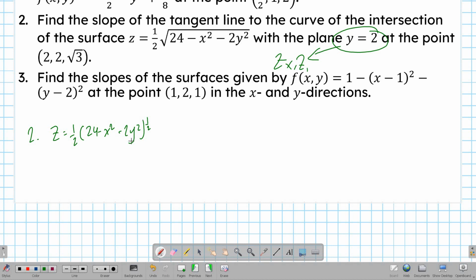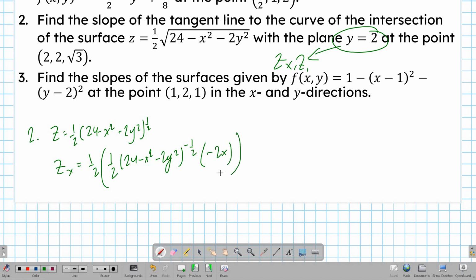If we want to find the derivative of this in terms of x, that would be z sub x, which would then equal 1 half multiplied by the derivative of this function. That's 1 half times 24 minus x squared minus 2y squared raised to negative 1 half, times the derivative of the ones inside in terms of x. 24 is a constant, so that's 0. There's no x term here, this is also a constant, 0, so that becomes negative 2x.